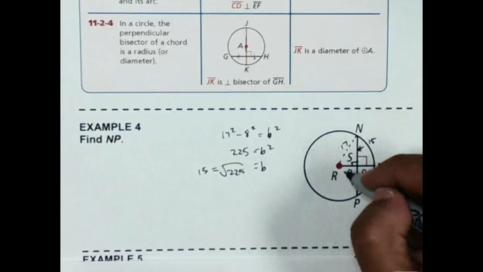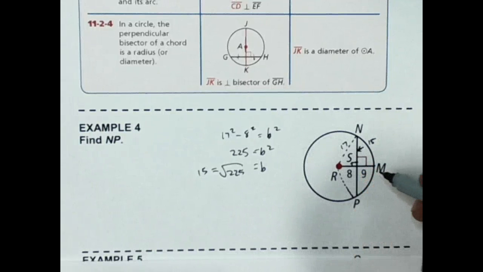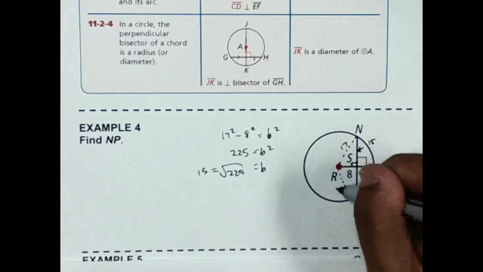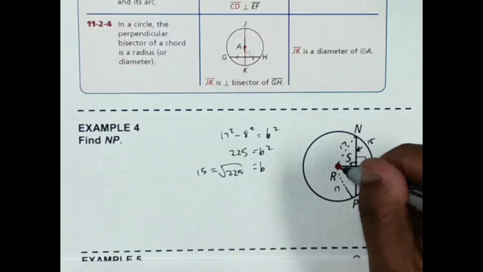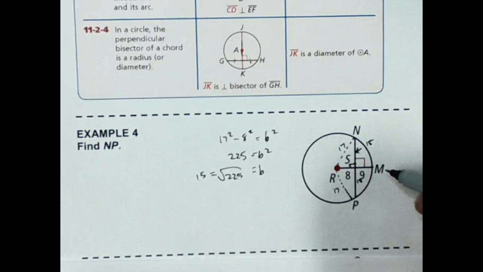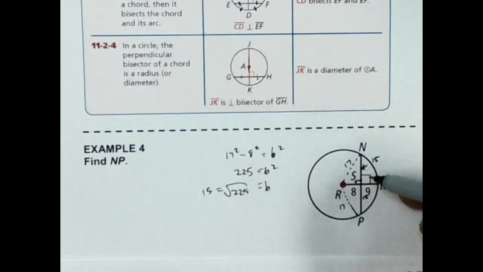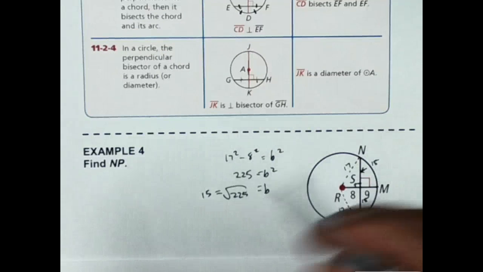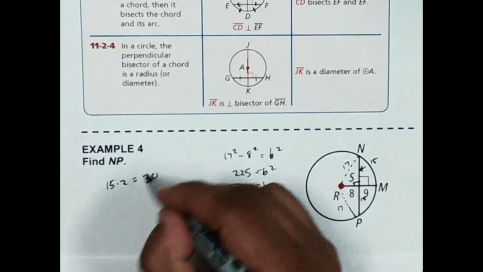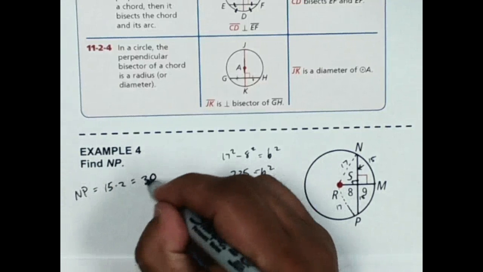All right. Now I have to do the same thing on this side. I notice this is another radius, so that's 17. And I still have this segment that's 8, so this is going to be 15 also, which is what this theorem is saying right here. I know these two pieces have to be congruent, so 15 plus 15, or 15 times 2, that's going to give you 30. Distance from N to P is 30.